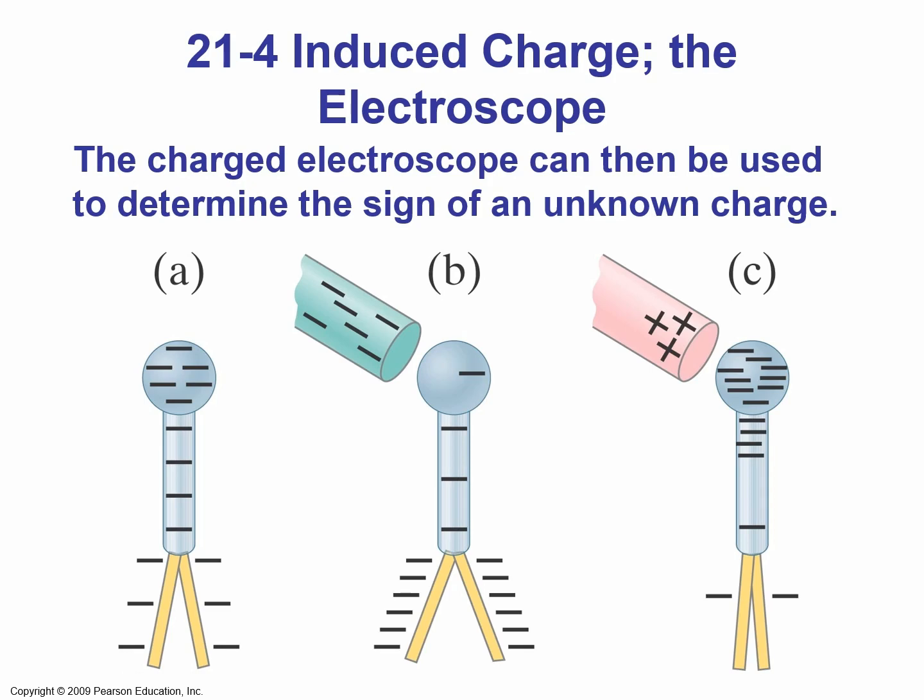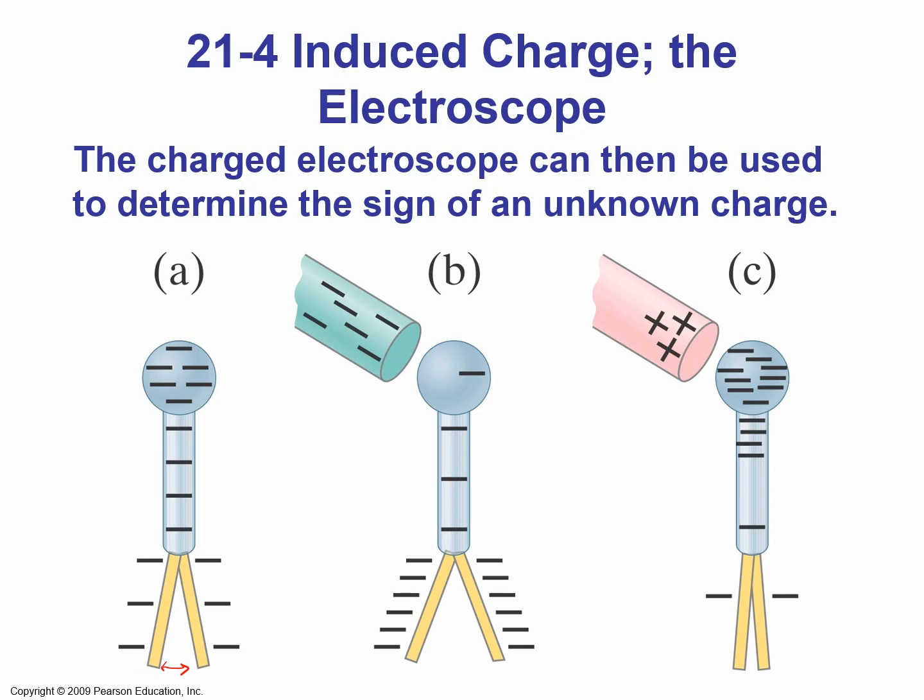We have added some negative charge to the electroscope by conduction, and we have negative charge on the gold leaves, and they are separated from each other. We already know that the electroscope is negatively charged. In part B, we are bringing close a rod with an unknown charge.